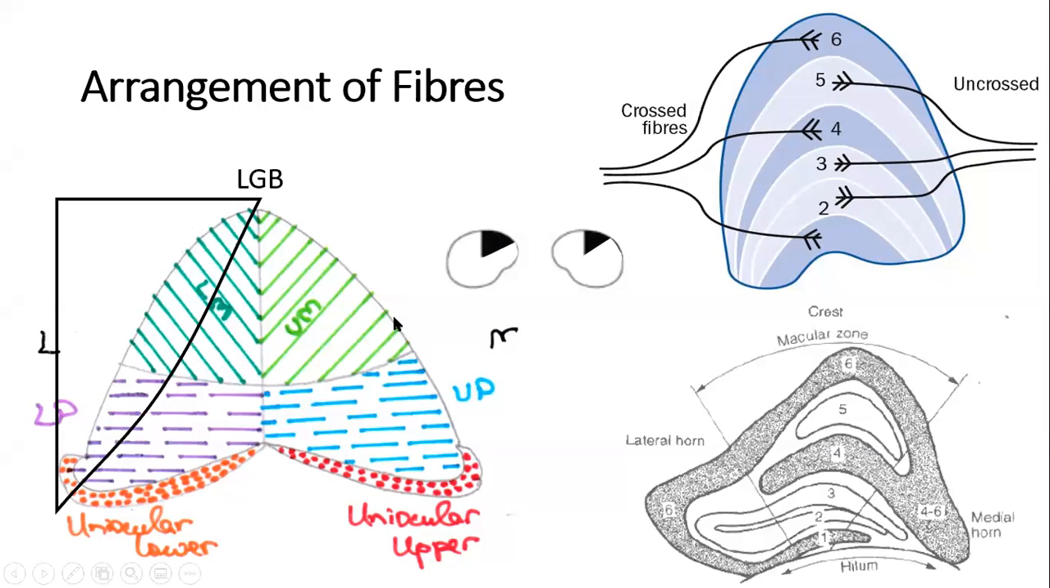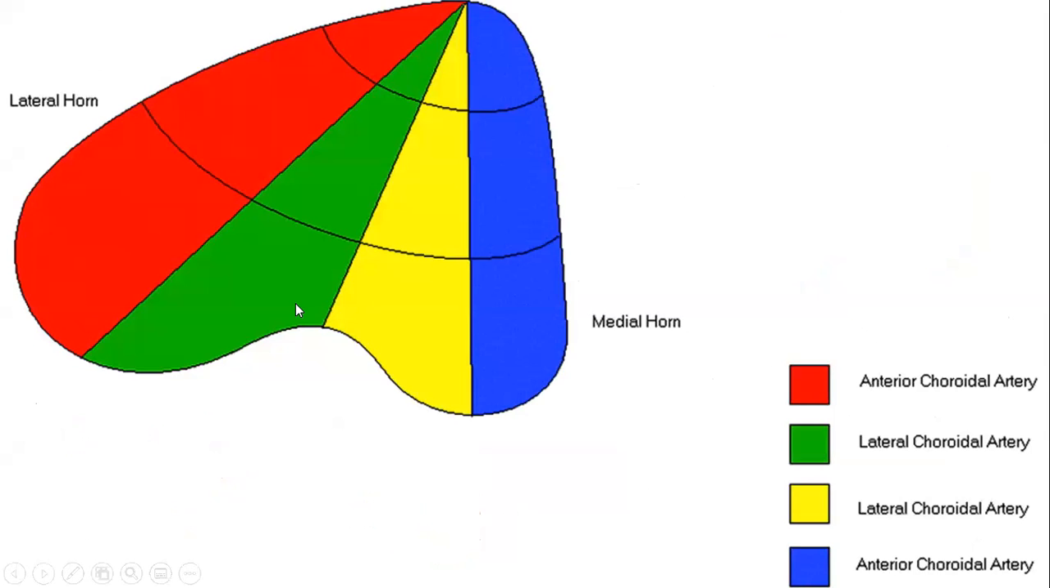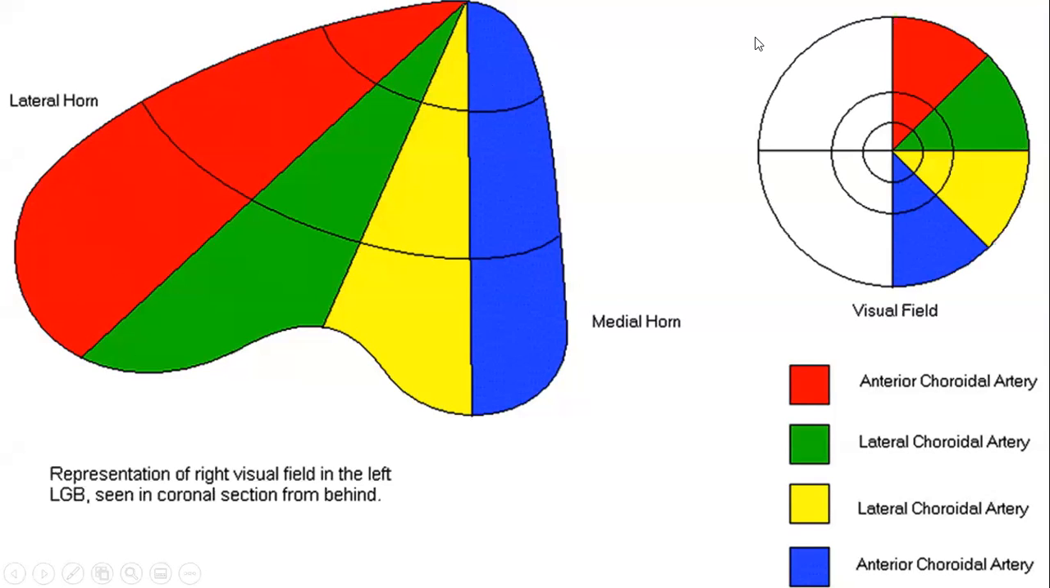Now based on this concept, we'll understand the blood supply of the lateral geniculate body. So the lateral geniculate body has two arteries which supply it, the anterior choroidal artery and the lateral choroidal artery. The anterior choroidal artery supplies the lateralmost portion and the medialmost portion of the lateral geniculate body, and the central portion is supplied by the lateral choroidal artery. So now the red one is what we saw. The extreme lateral portion corresponds to the superior quadrantanopia. The color coding is self-explanatory here.